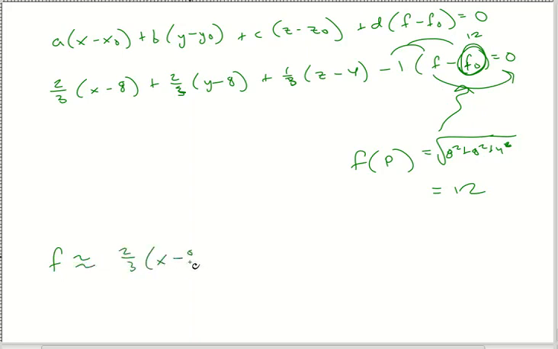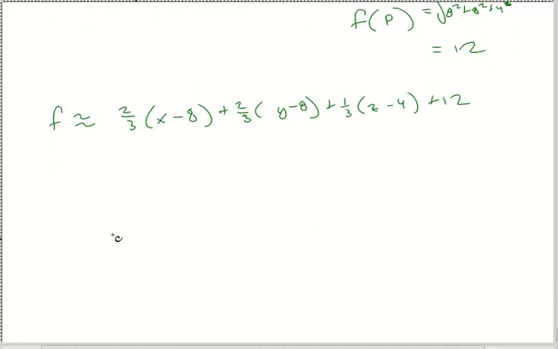Though it is basically an equal sign, they're basically the same thing. But for technical sake, I'm saying it's approximate because we're doing a linear approximation. And then two negatives make a positive 12. Okay, so that's my formula.